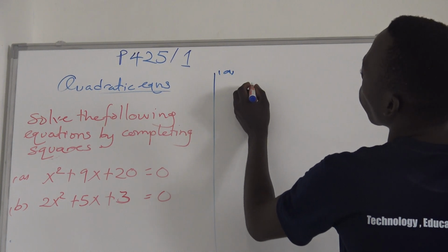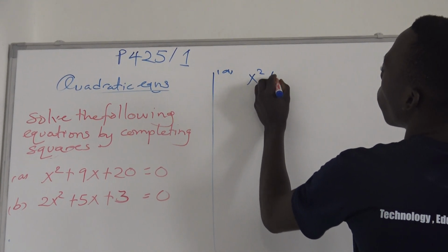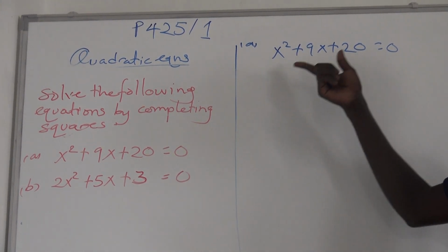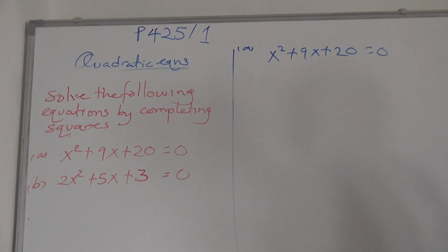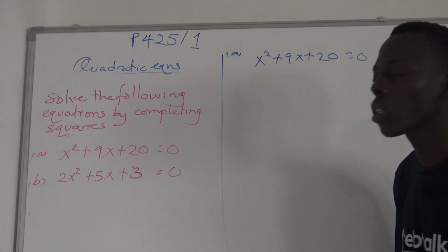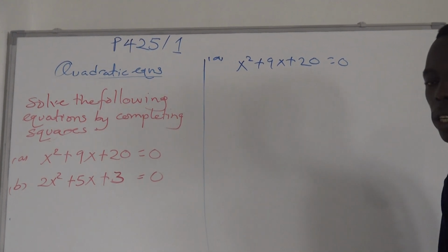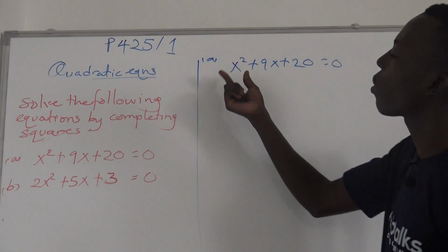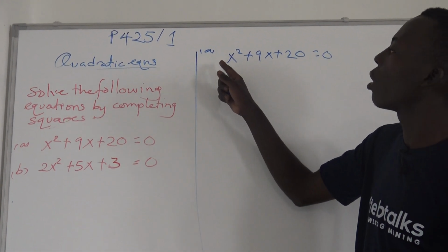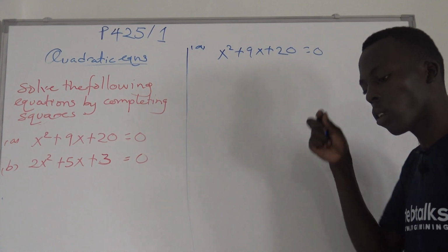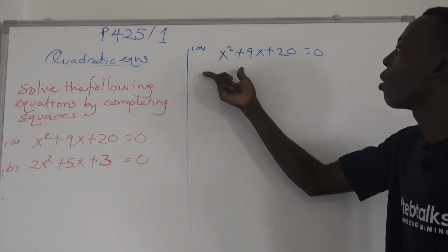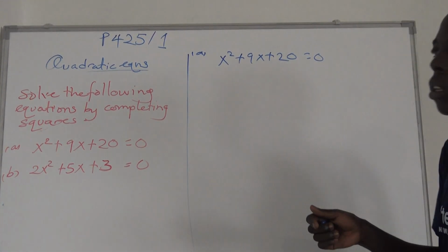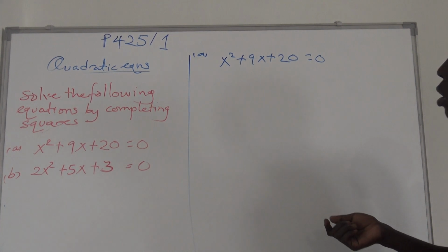Equation 1 is x squared plus 9x plus 20 equals 0. So this is a quadratic equation in x, and we have to get the values of x1 and x2. What you do, we said, when you are completing the square, you first check whether the coefficient of x squared is 1. If it is 1, we continue. Here it is only 1, so there is no need of dividing since it is already 1.